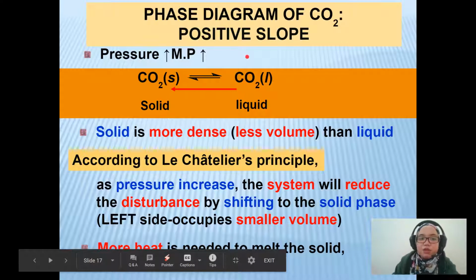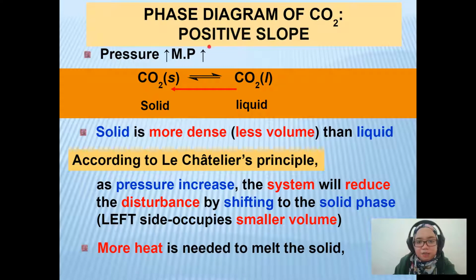Okay. So, when we look at this phase diagram of carbon dioxide, dia ada positive slope. Why is that? Because it indicates that at high pressure, the melting point increases. Because for carbon dioxide, the solid carbon dioxide is denser than liquid carbon dioxide. We know that density is equal to mass over volume. So, density is inversely proportional to volume. The higher the density, the smaller the volume. So, since solid carbon dioxide is denser than liquid carbon dioxide, it occupies less volume than liquid.